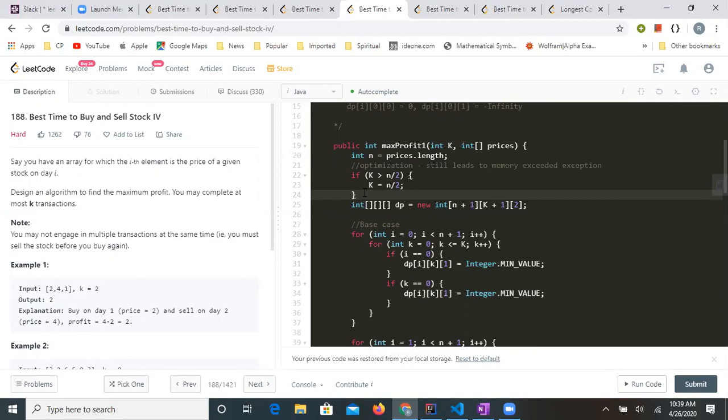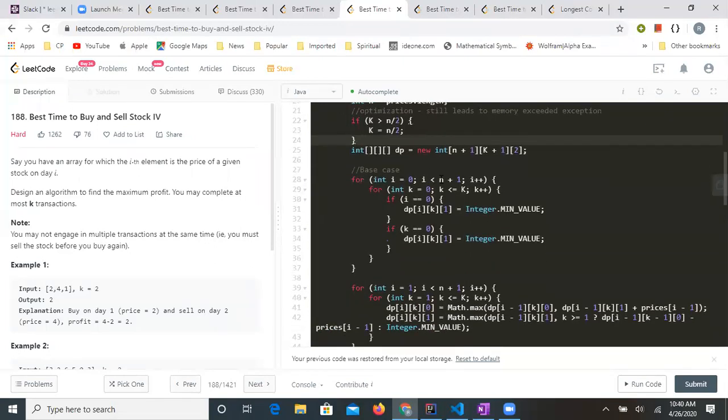And if somebody then says, but you can do as many transactions as you want, does that mean you can do infinite transactions? Actually, no. You can do at most 5 transactions in 10 days, right? You buy on the first day, sell on the second day, then buy on the third day, sell on the fourth day. So if you do that optimization, then you can say that if K is greater than n by 2, it's of no use. Just say n by 2 is the maximum number of transactions I can handle.